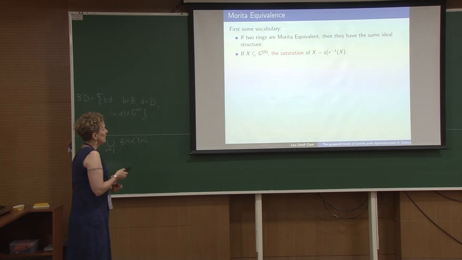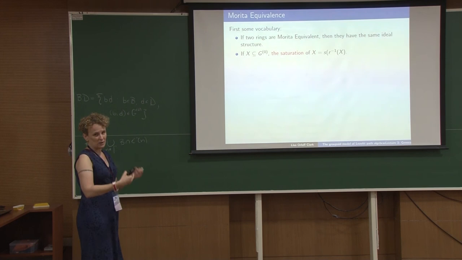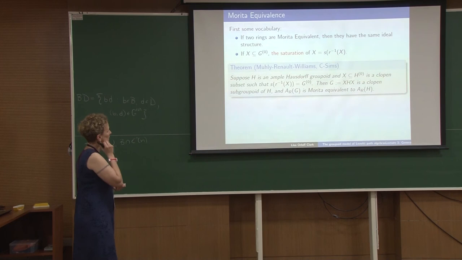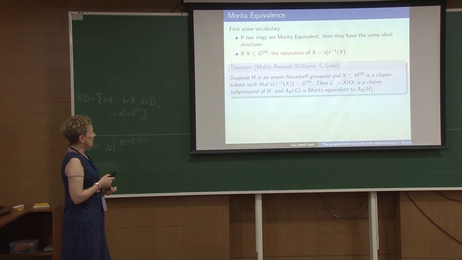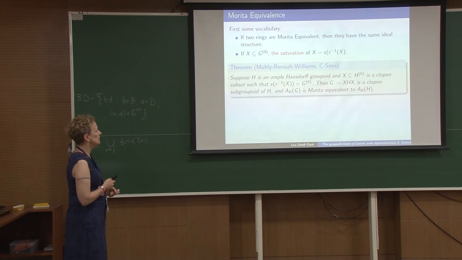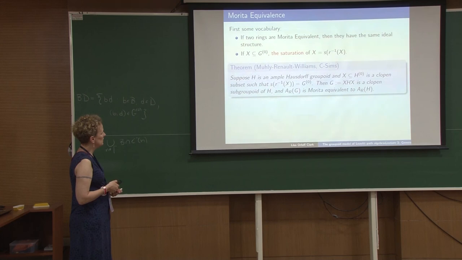Just another vocabulary word. If we have a subset of the unit space of a groupoid, call it X, then the saturation of X is, we take r inverse of X, and then apply s to that. That's called the saturation. And there's a theorem by Muhly, Renault, and Williams that was in the setting of C-star algebras, and Aidan Sims and I sort of translated it. So suppose you have an étale Hausdorff groupoid. Sorry, my groupoid here is called H. I don't mean that's a group, it's a groupoid. And you have X, a subset of its unit space, that is clopen, so it's closed and open, such that its saturation is all of the unit space.